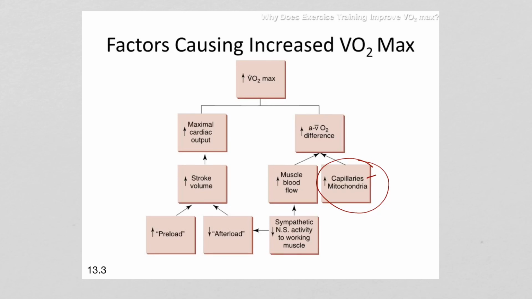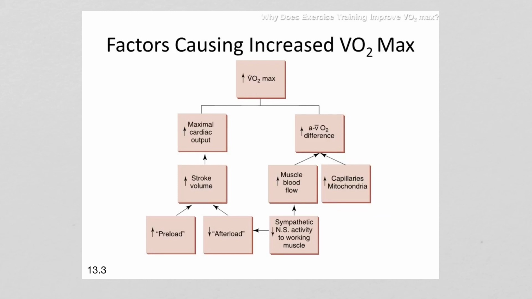The other main factor in that box is, of course, an increase in mitochondria that occurs with endurance training. Since they serve as the sink for oxygen consumption, that is the organelle that's actually using the oxygen. And what is it doing? It's reducing oxygen right into water. More mitochondria means you can use more oxygen.